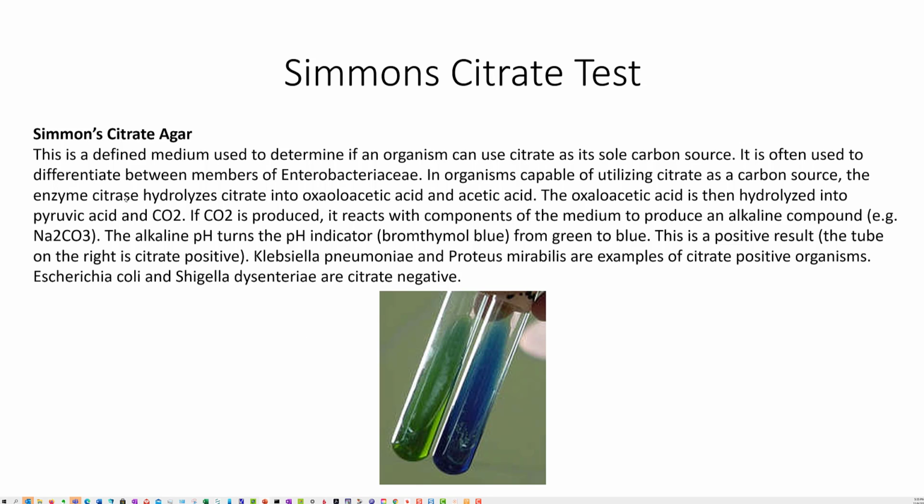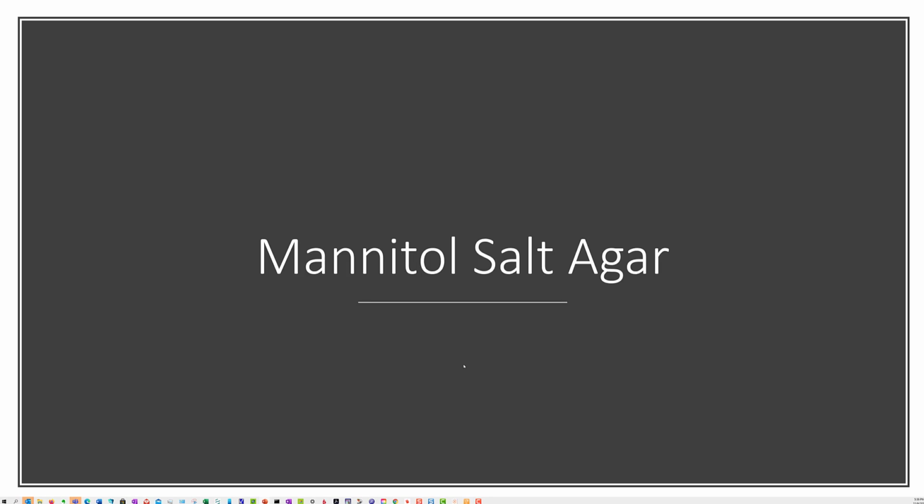The enzyme citrase, any word that ends in ase is an enzyme, hydrolyzes citrate into oxaloacetic acid, which is an acid, and will change the pH. The green is what it starts off as, and then it turns blue, which is the alkaline pH indicator. A positive test, the blue on the right, is citrate positive. Klebsiella pneumoniae and Proteus mirabilis are examples of these, and it'll turn that pretty blue.